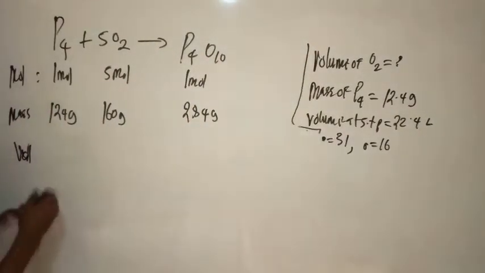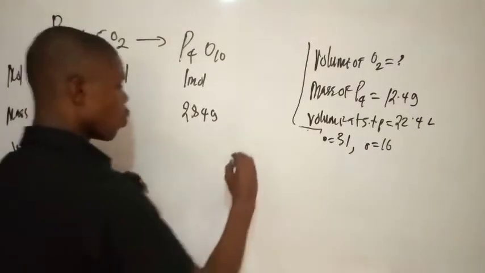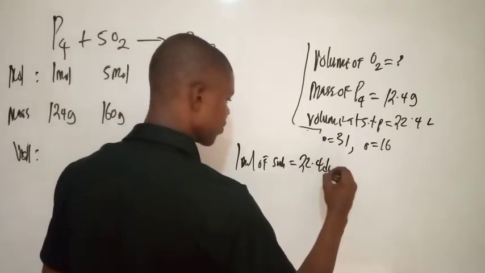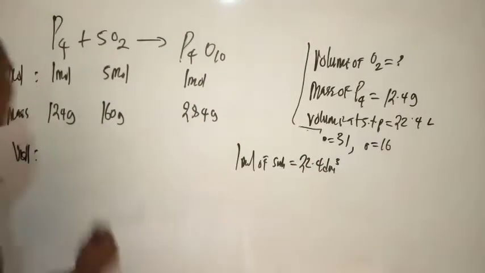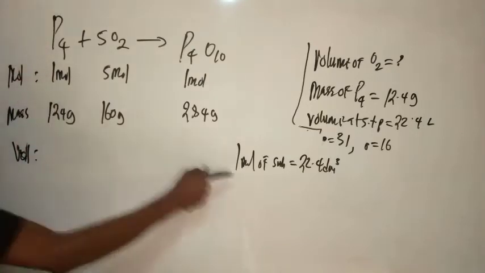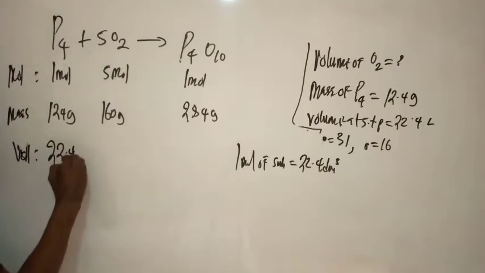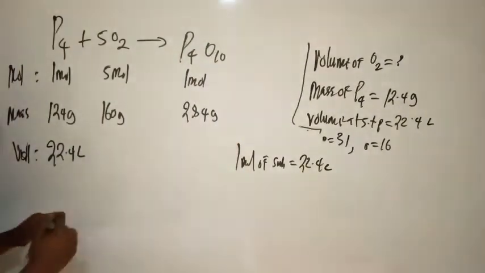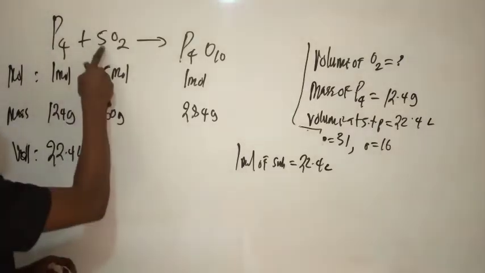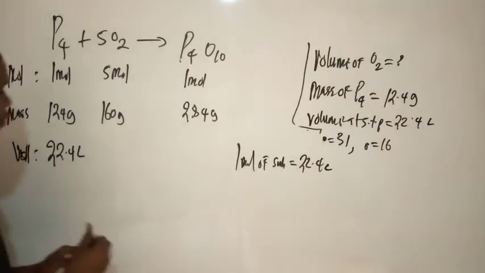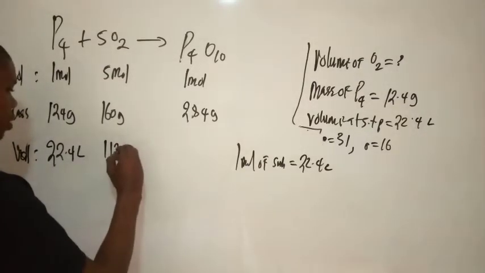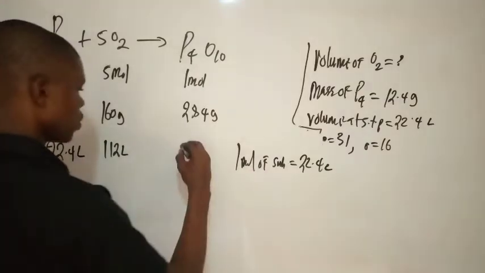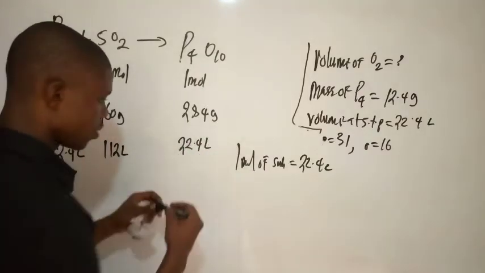Then how do we get the volume? Remember that 1 mole of a substance is always equal to 22.4 dm cube of that substance, right? So how many moles do we have here? Here we have 1 mole. So 1 times 22.4, 22.4 liter. Dm cube is the same thing as liter, so let us use liter. Here we have 5 moles, so it's going to be 5 times 22.4, which is 112 liter. How many moles do we have here? 1. So 1 times 22.4, 22.4 liter. You get?